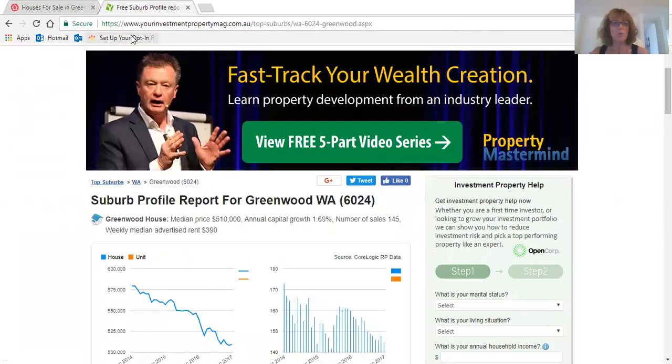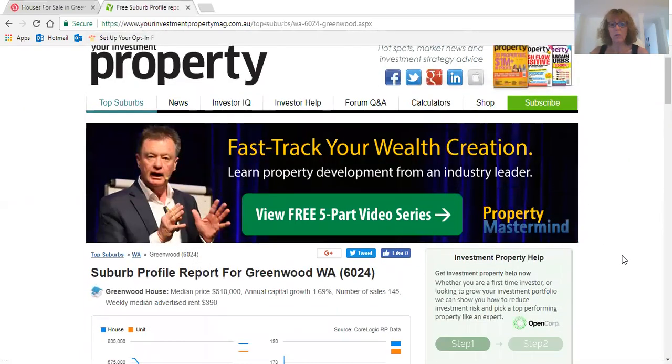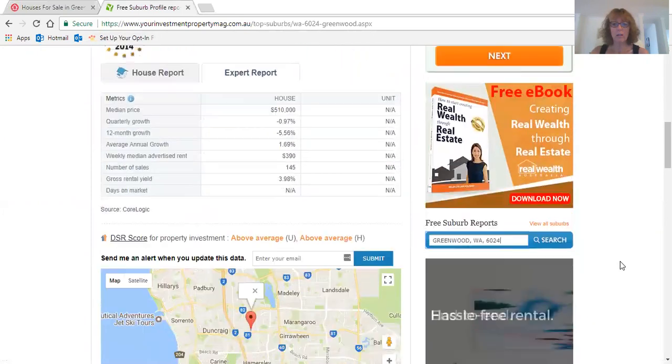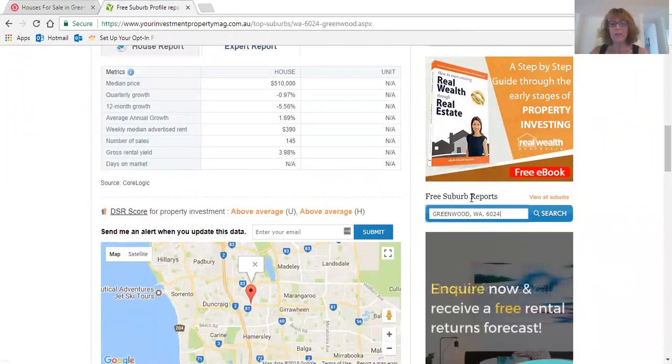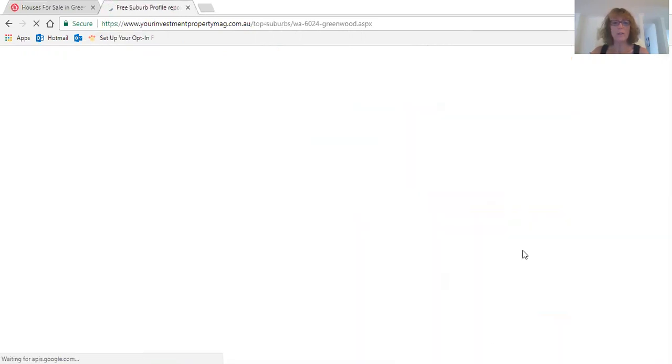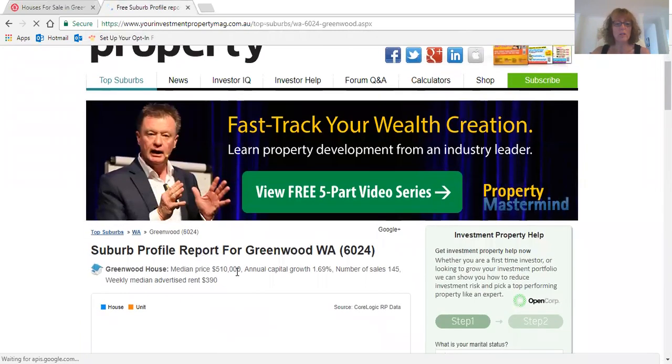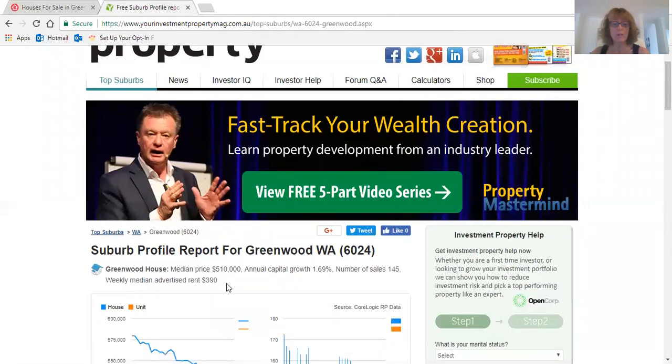So next we want to go to Your Investment Property magazine, which is a great online magazine, which is free. And there's free suburb reports down here on the right. So I've typed in Greenwood and it will bring us up with some information about Greenwood. It shows us the median house price, the capital growth over the past year and the weekly median advertised rent.